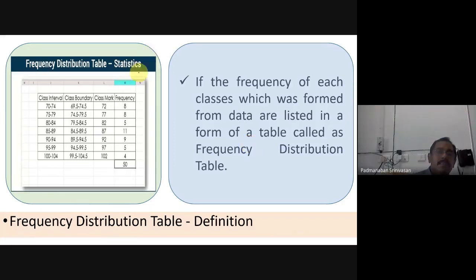So see the frequency 8 for the first. If the frequencies are listed against a class, if it is put against the class interval, then that table is called a frequency distribution table. So 70 to 74 there are 8 frequencies. 75 to 79 there are 8 frequencies. If you keep on listing like this, the frequencies against the class, then that is called a frequency distribution table. Okay.